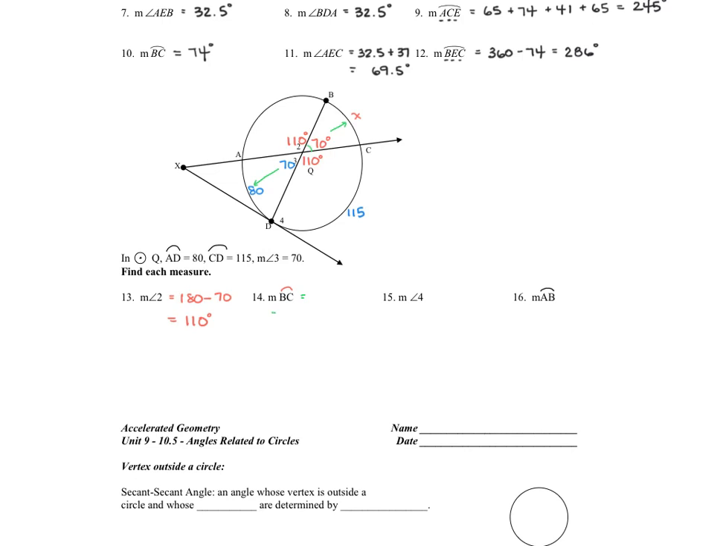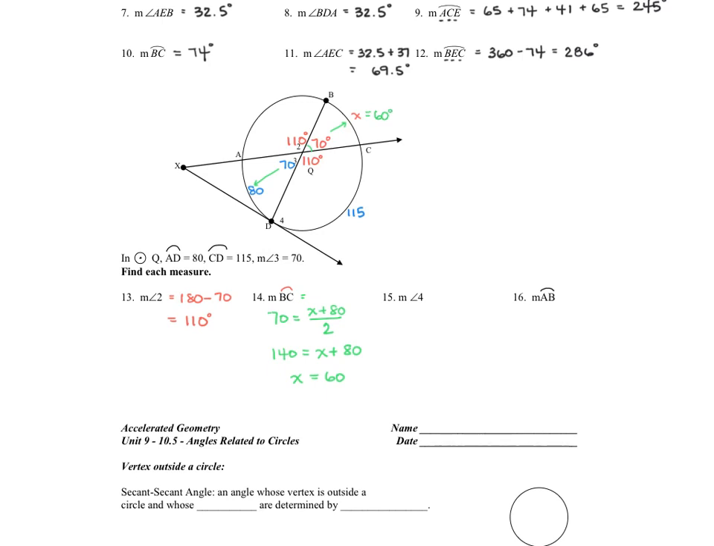So 70 is equal to x plus 80 divided by 2, which just sets me up with a little equation that I have to solve. So when I multiply both sides by 2, I have 140 equals x plus 80, and when I subtract 80 from both sides, I'll find that the measure of arc BC equals 60 degrees.